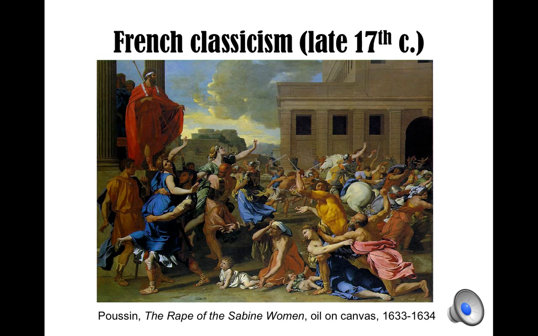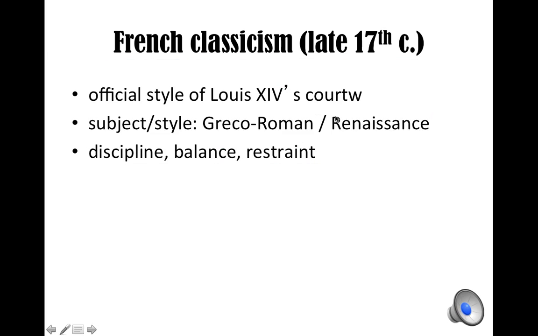French classicism, Poussin, The Rape of the Sabine Women, again using a lot of architecture, the pillars. It is the official style of Louis XIV's court. It's Greco-Roman in romance, but it has discipline, balance, and restraint.